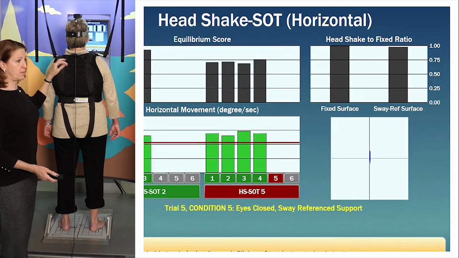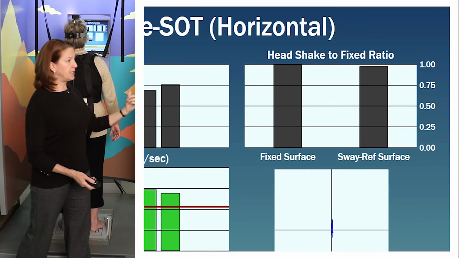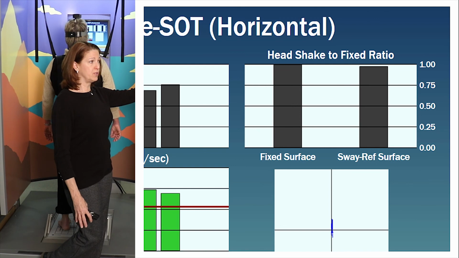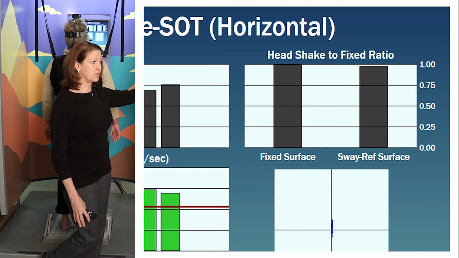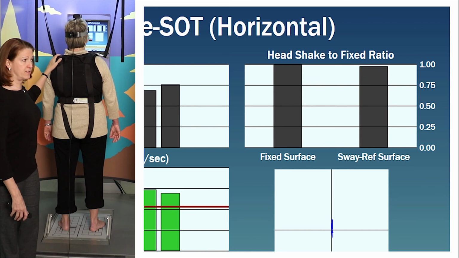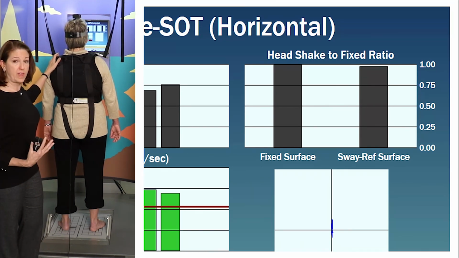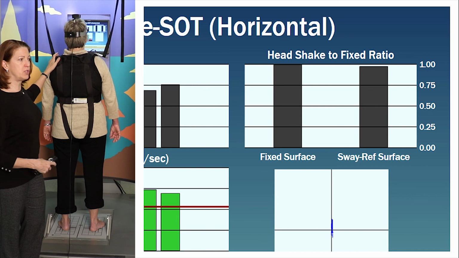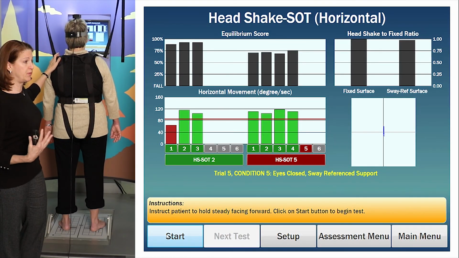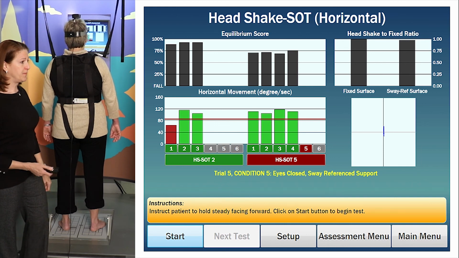All right, we have a ratio bar for her head shake SOT5 relationship to SOT5, and she's almost a 1-to-1 ratio, which means for this client, she actually doesn't lose much postural control with a head movement. Very, very good use of her somatosensory and vestibular system when both systems are disadvantaged. Thank you, Mary.